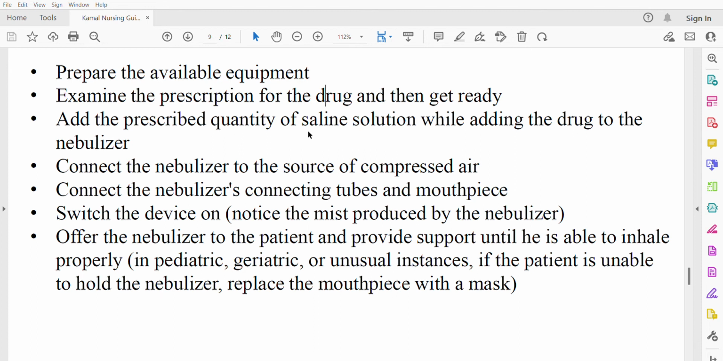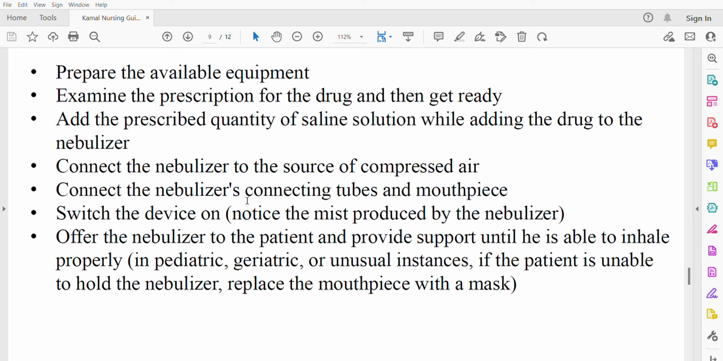Add the prescribed quantity of saline solution while adding the drug to the nebulizer. We have to mix the saline solution and the drug and then put it in the nebulizer. Connect the nebulizer to the source of compressed air. Like we already talked about, one end of the tubing is connected to the oxygen compressor tank and the other piece is connected to the nebulizer.